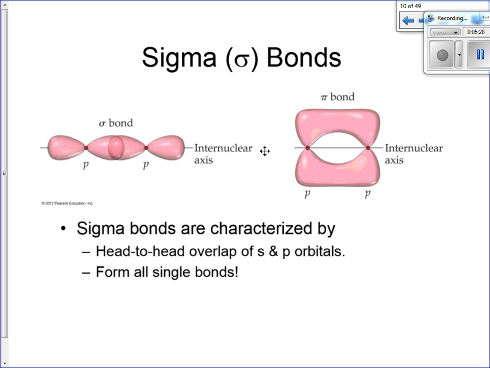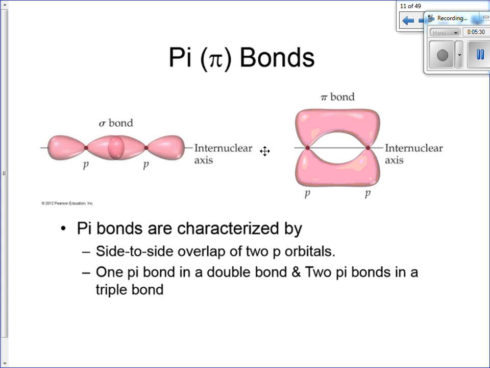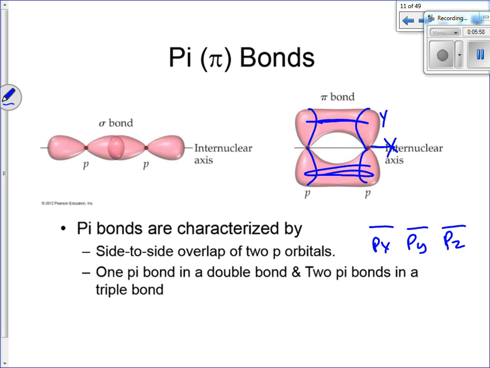Now the pi bonds are characterized by a side-to-side overlap of the p orbitals. To explain this, we have the px, the py, and the pz orbitals. If this is referring to the x-axis, then these would be p orbitals that are on the y, right? And this is where they're going to overlap and hybridize.